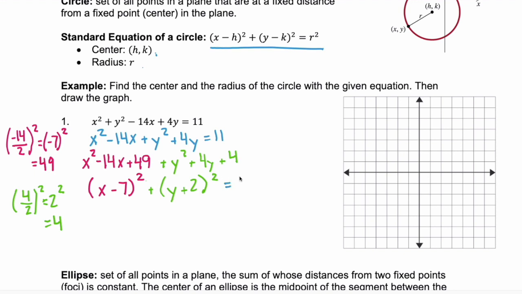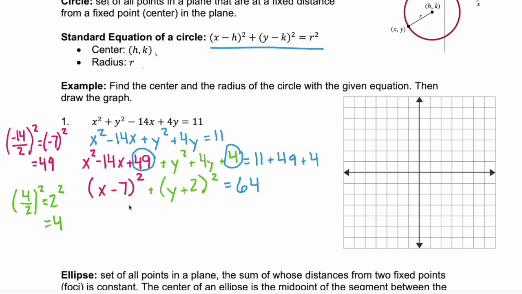Okay, now we have to deal with the right-hand side. We had 11, but we added this 49 and this 4 to the left. So to keep it balanced, we have to add 49 and 4 on the right-hand side. And when we do that, we get 64.